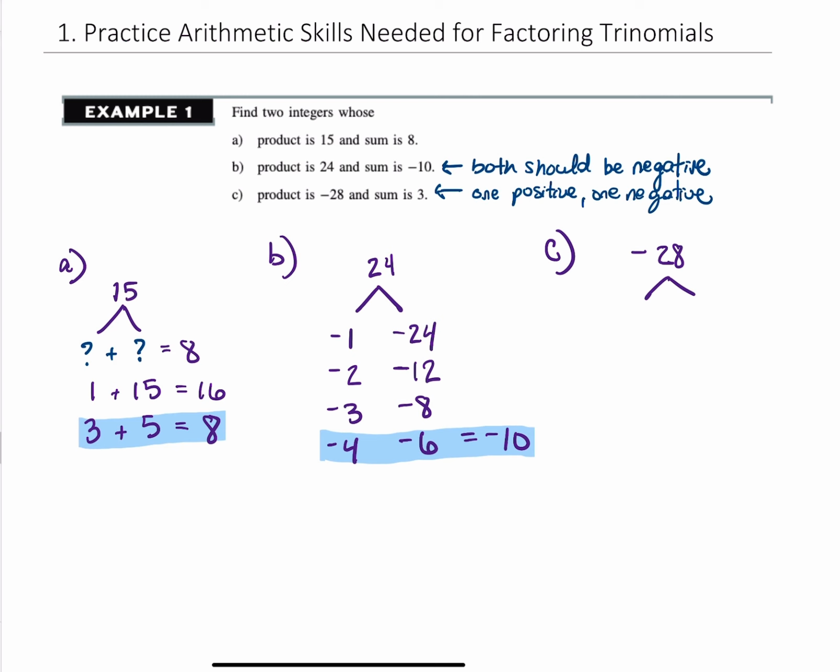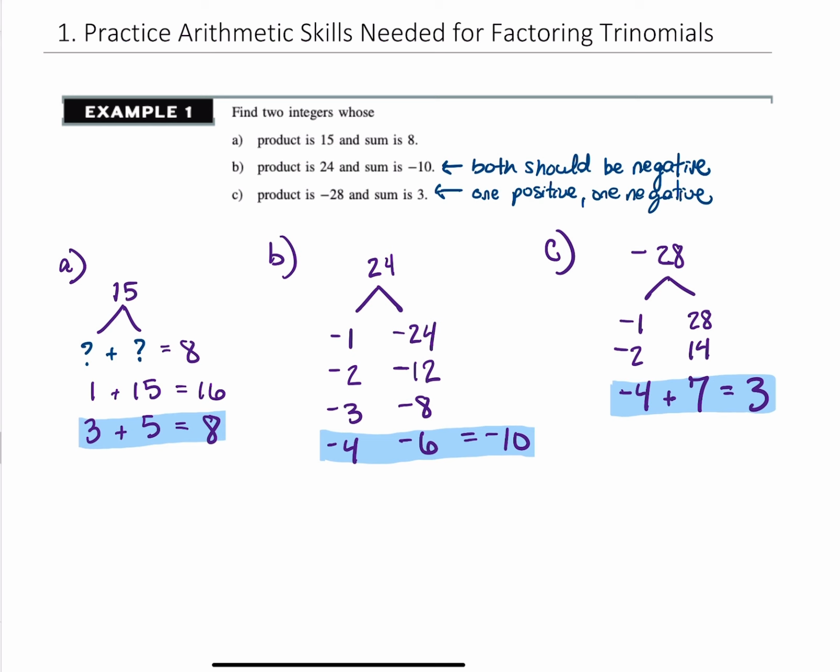So we could do negative 1 and positive 28, but that would give us 27. We could do negative 2 and 14, but that would give us 12. We want to get 3. 28 is not divisible by 3, but it's divisible by 4, so let's do negative 4 and positive 7. Notice when we add these together, we get positive 3. So the numbers we're looking for are negative 4 and positive 7.